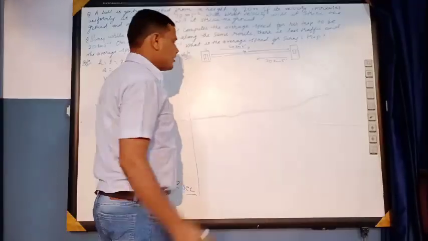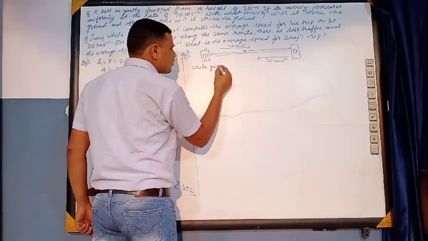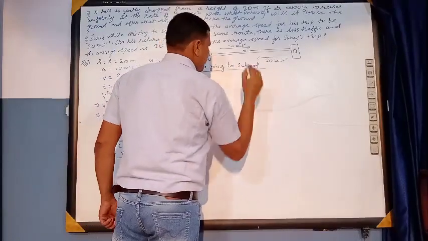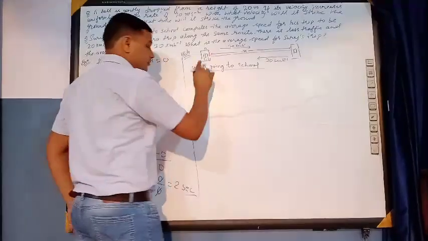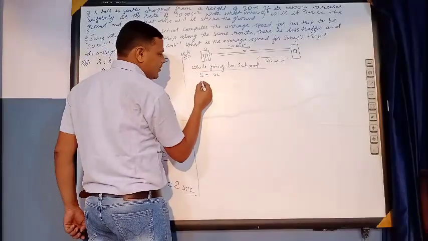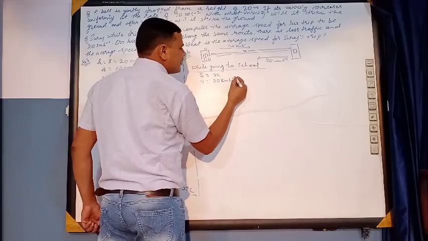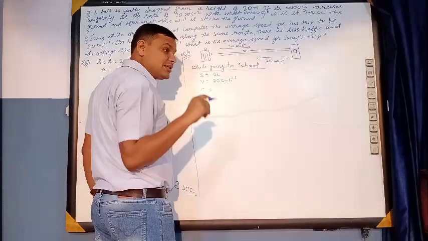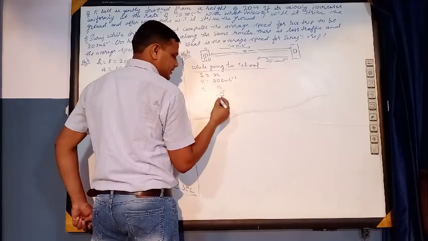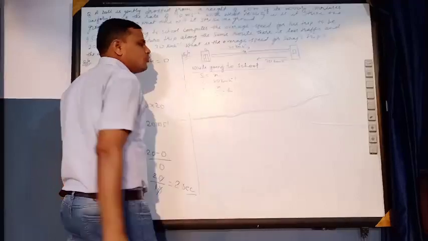Now distance we have, suppose that while going to school, what is the distance? Distance is x. What is the velocity? Velocity, average speed, that is 20 km per hour. What is the time? Speed is equal to distance upon time. So time is equal to x upon 20. You can say S1, V1, T1.